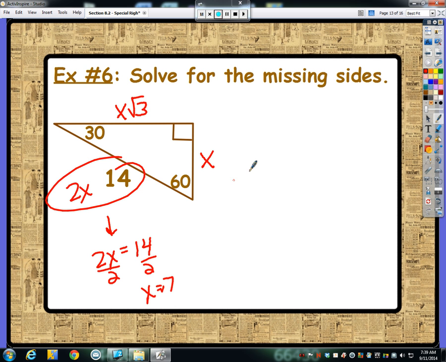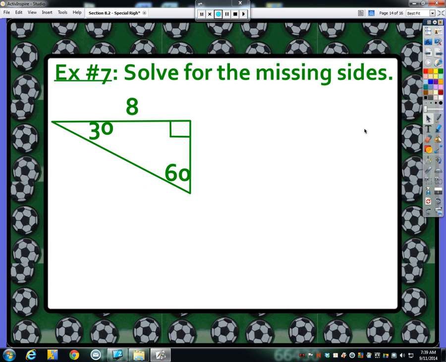So let's go plug it back in the other two places. Well, that side's 7, that's easy. This side is 7 root 3. Done. You're going to hope for those all day long, but you're not going to get them. So like this one now.